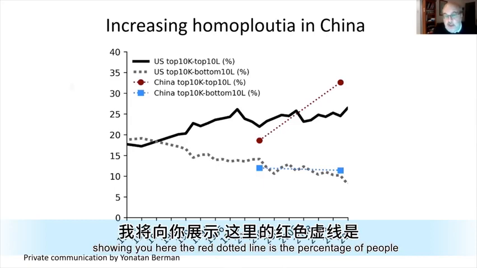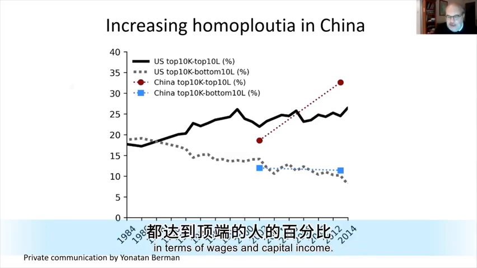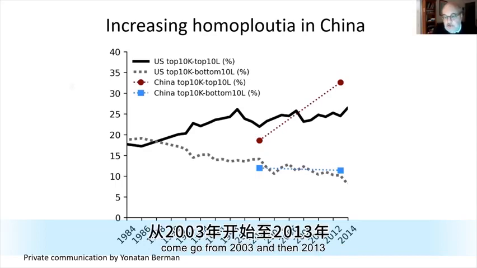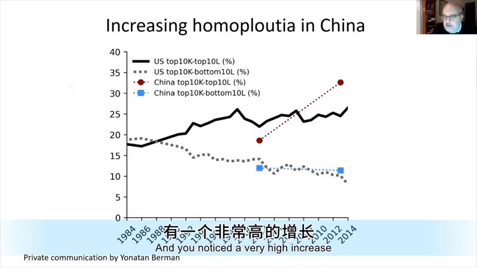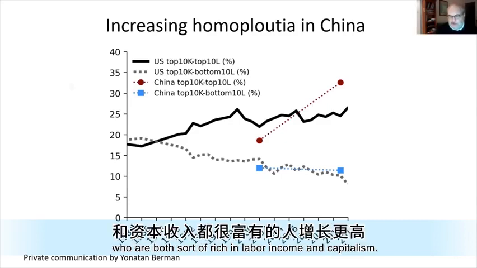Another one, for homoplutia, is an entirely new result, which a co-author of mine just got very recently. Showing you here, the red dotted line is the percentage of people who are in the top decile in China, who are both rich in terms of wages and capital income. You notice the data go from 2003 to 2013, I think the last year for China. And you notice a very high increase, actually even higher than in the US, of people who are both rich in labor income and capital income.